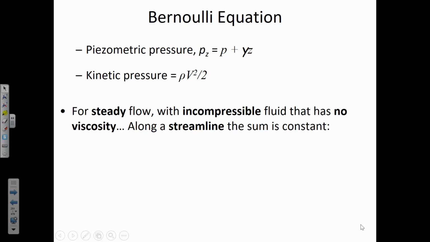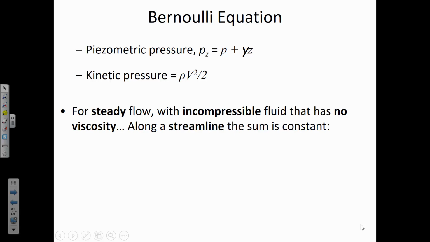We can also write Bernoulli's equation in terms of pressure. And so there's the piezometric pressure and the kinetic pressure. So you remember that piezometric pressure, P sub z, is pressure plus gamma z. And then the kinetic pressure term is going to be the density times the velocity squared divided by 2. What we're saying is that along a streamline, the sum of those two terms is constant.